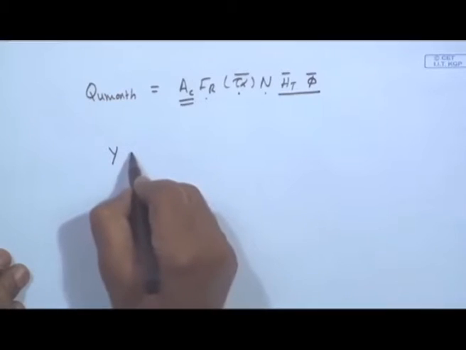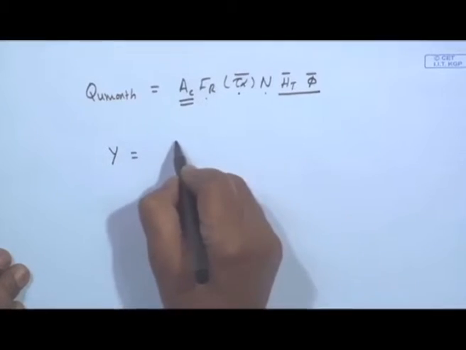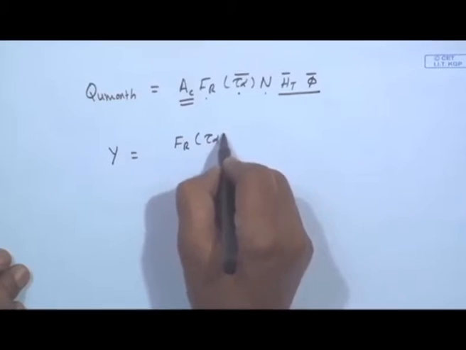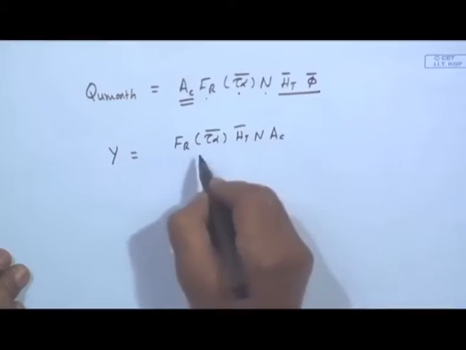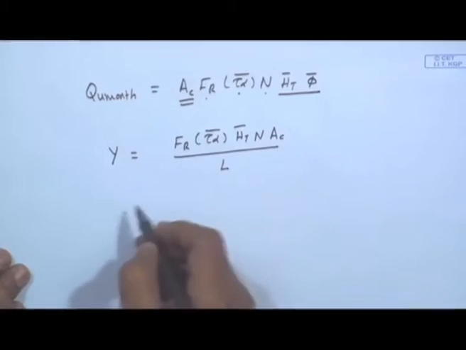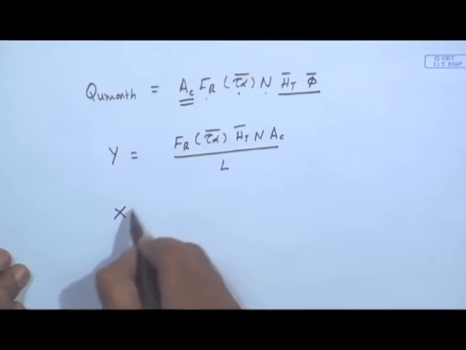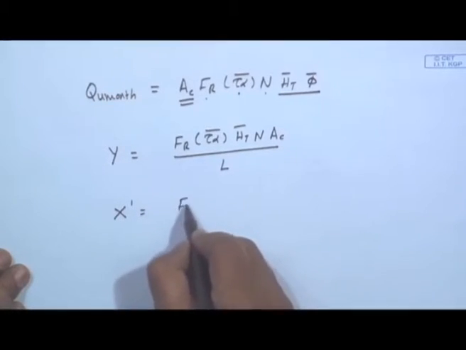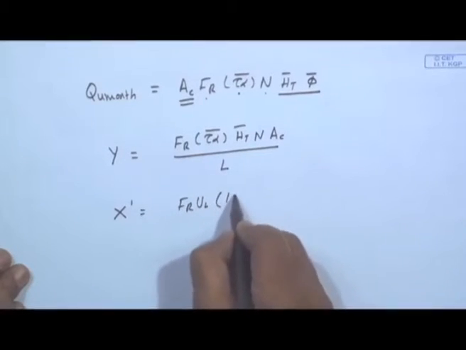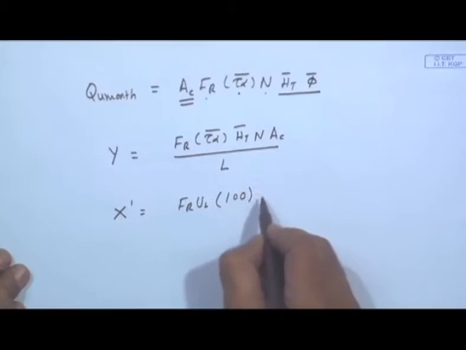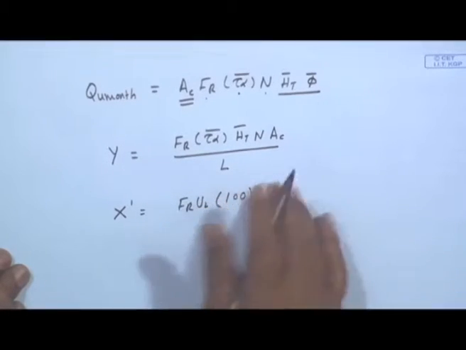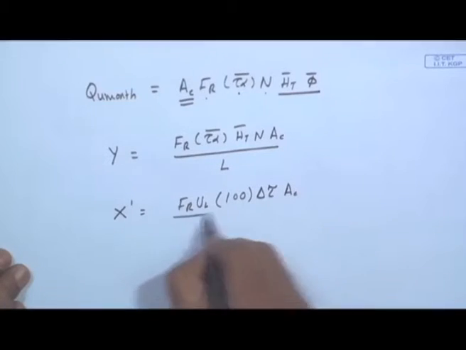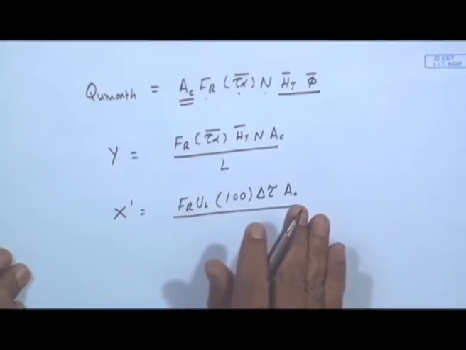So, we define Y the same as we have defined for the case of F chart: Fr tau alpha bar Ht bar n AC by L, and then x is slightly modified and called x dashed: Fr UL times 100. Instead of 100 minus Ta bar, we got rid of the Ta bar and just put it in terms of 100, again just a scaling factor multiplied by AC, so that x dashed and y will be comparable orders of magnitude.